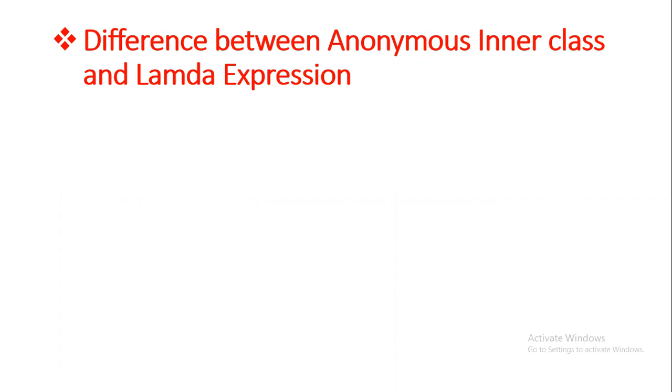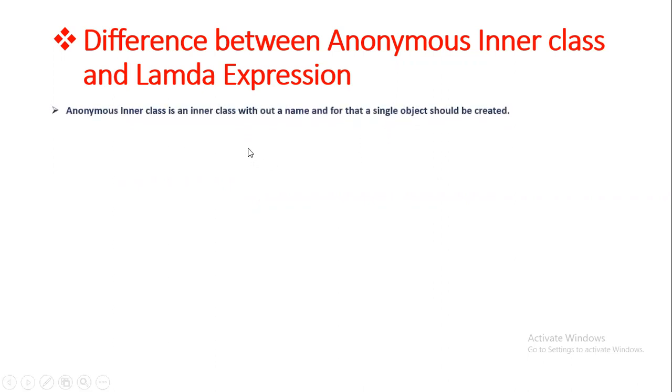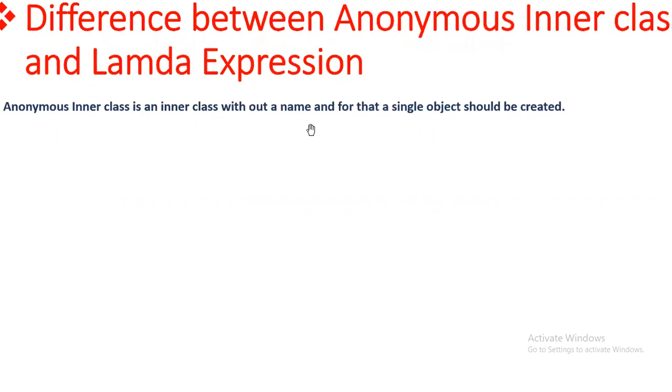Normal way if you want to talk. Okay, so let's move to the difference between them. Anonymous inner class is an inner class without a name, and that should create only a single object.